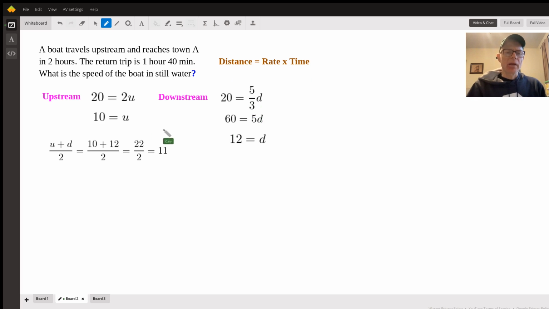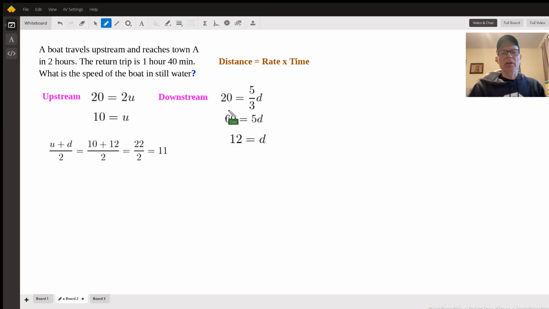We're going to make two equations, one for the upstream trip and one for the downstream trip. And I've decided to represent the upstream rate as U and the downstream rate as D. For the upstream equation, we went the 20 miles and it took 2 hours. And with this equation, all we need to do is divide both sides by 2 and find out that our upstream rate or speed is 10 miles per hour.